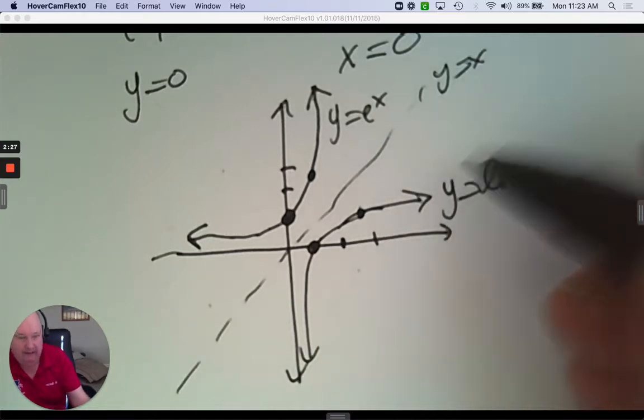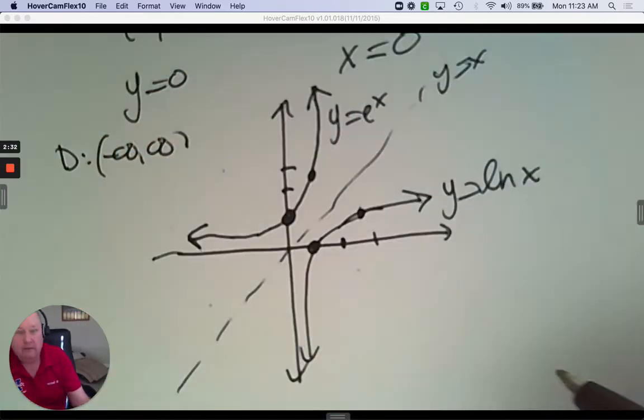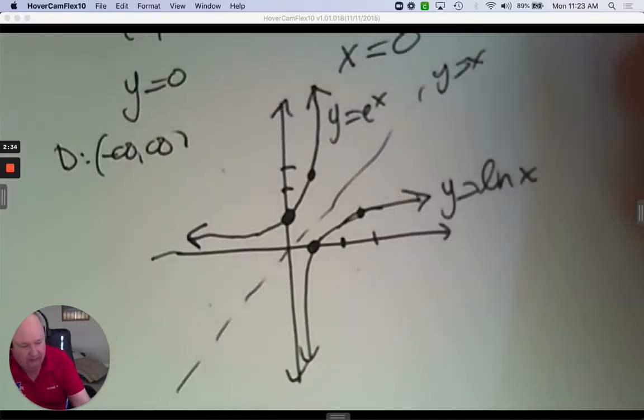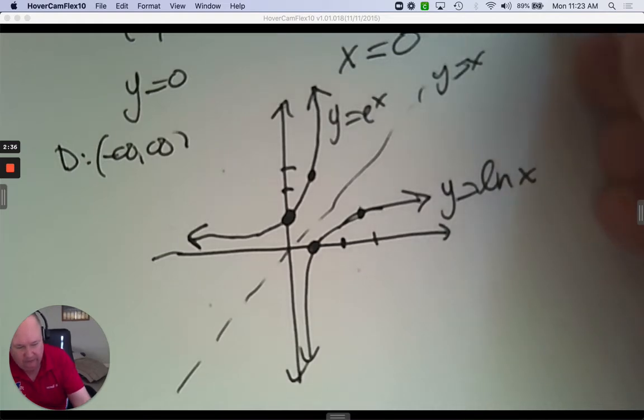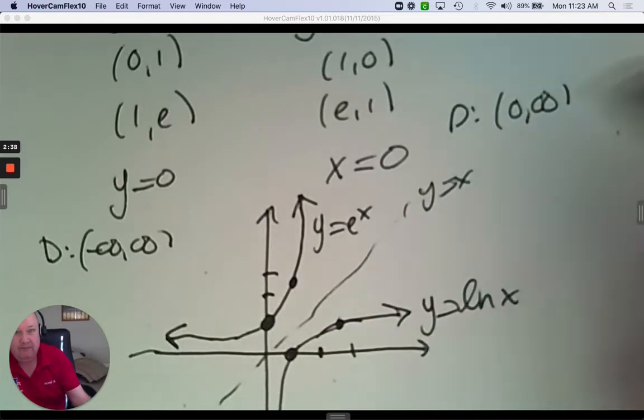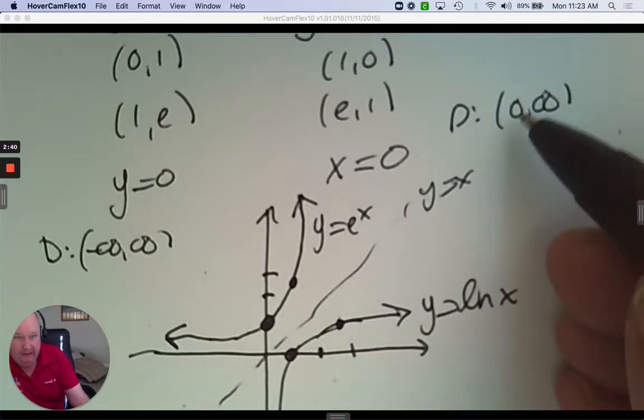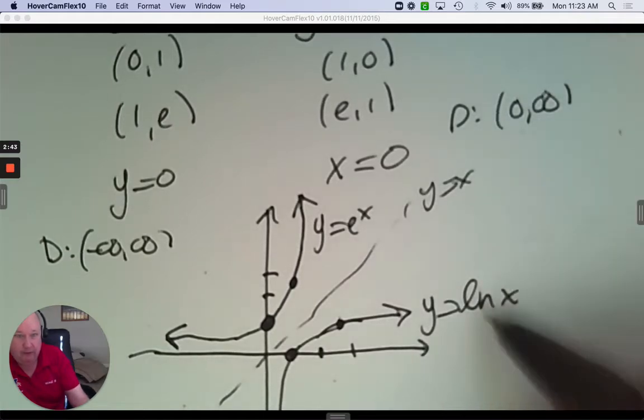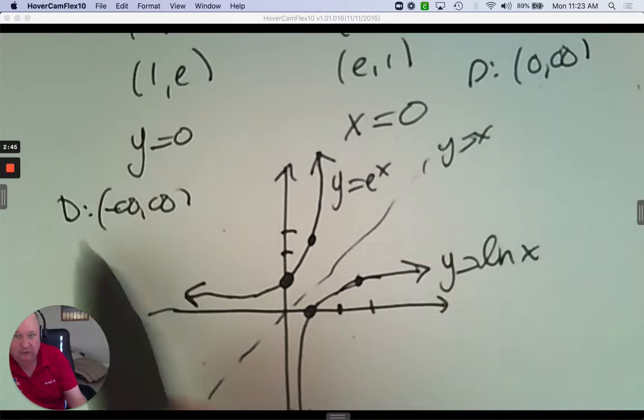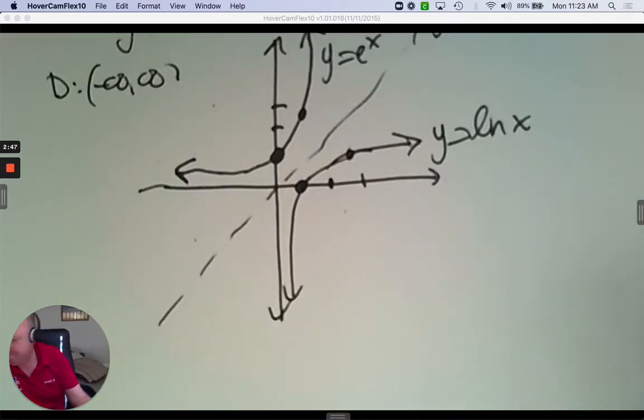The domain for e to the x is all real numbers. The domain for ln x goes from 0 to infinity. So they do have a different domain. ln x has a restriction where the numbers must be positive, while e to the x has no restriction. It goes forever left to right.